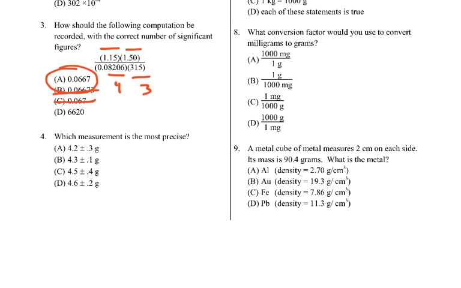Okay, most precise. Most precise is the one with the smallest plus or minus value, so there's the smallest wiggle in the numbers. They're closest to each other, so that has to be answer B.